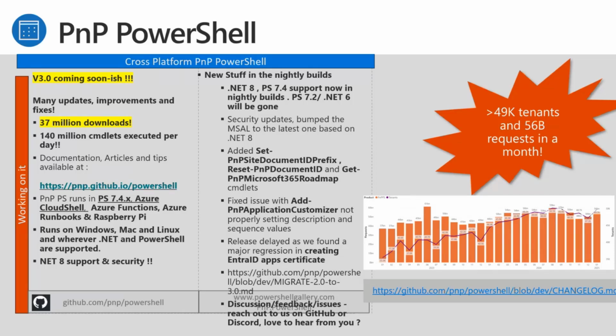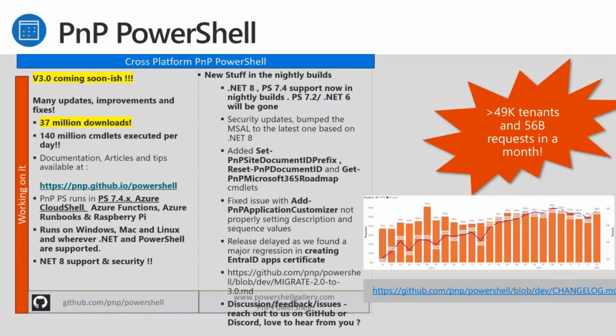So what we did in the latest nightly builds is that we added 3 commands: Set-PnPSiteDocumentIdPrefix and Reset-PnPDocumentId. Those 2 commands you can use to interact with the document ID prefixes as well. We also added an additional cmdlet called Get-PnPMicrosoft365Roadmap, so you can get all those roadmap items from the Microsoft roadmap site, and then you can process it further in your own scenarios such as Planner and all that.